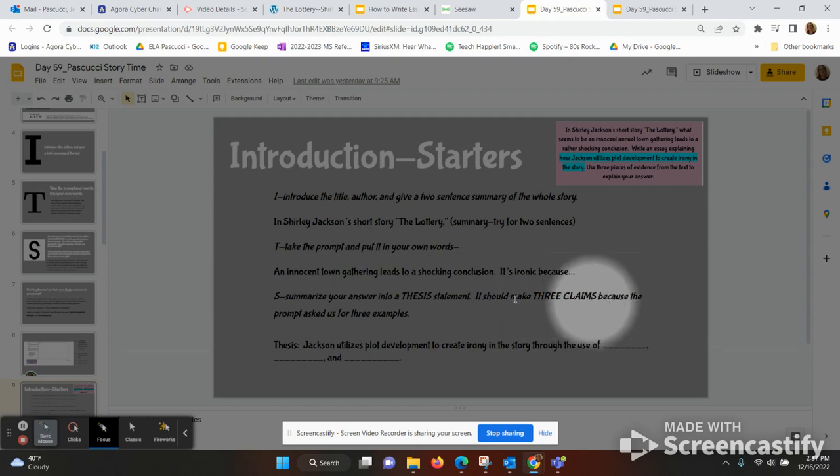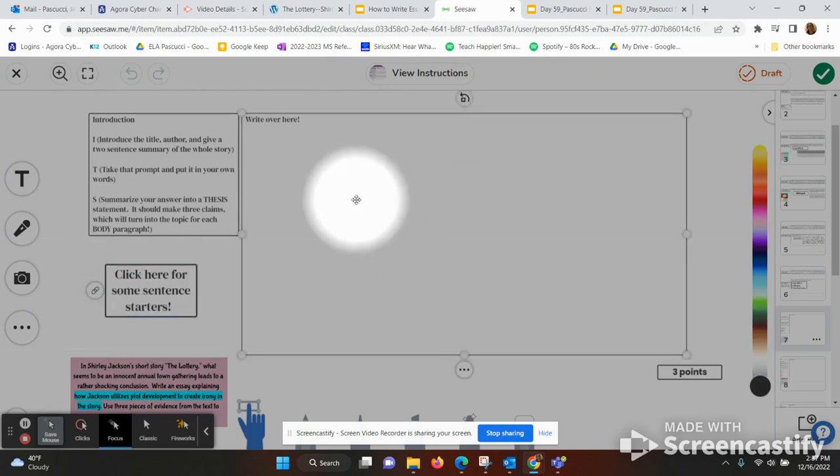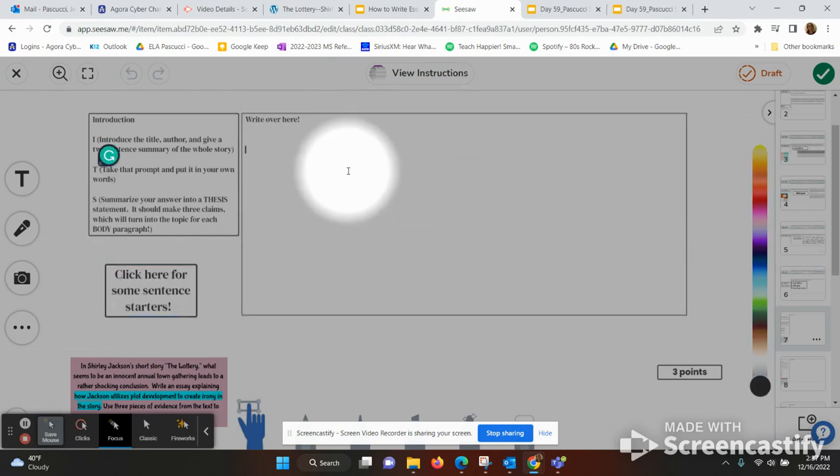It should make 3 claims because the prompt asked us for 3 examples. So here's an example. Jackson utilizes plot development to create irony in the story through the use of, remember we talked about these, exposition, right? Dialogue and foreshadowing. Okay, take a second and you guys, you can just double click right here and start writing.